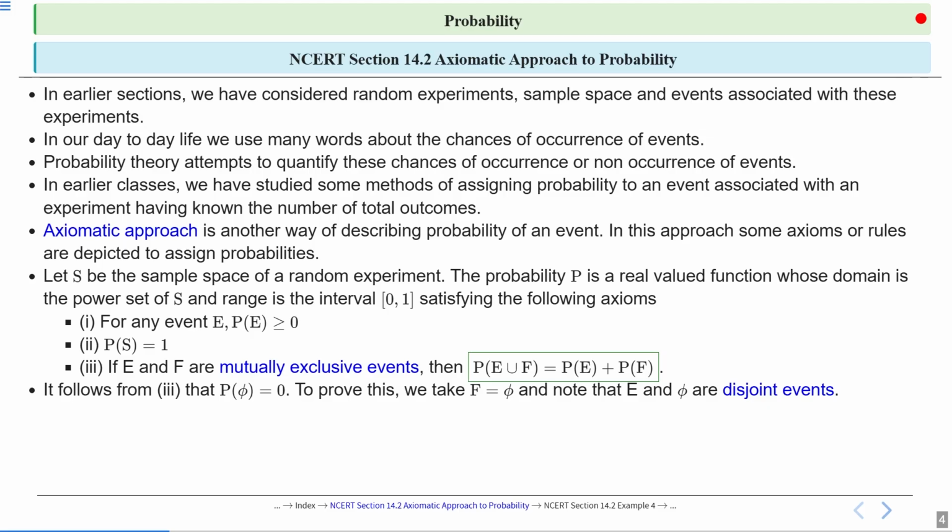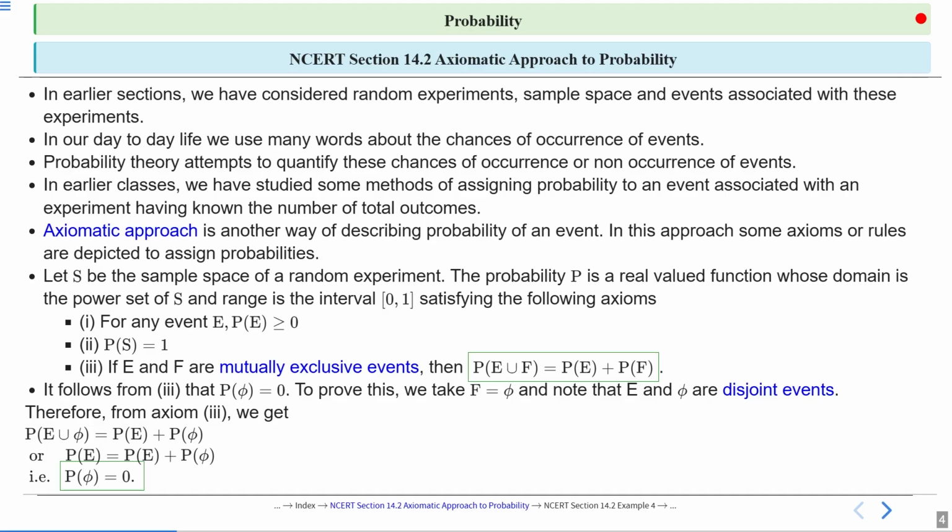How can you show E and phi are disjoint events? You can check the intersection. E intersection phi must be phi. So E and phi, these two events are disjoint events. And therefore from axiom 3, we have seen that if E and F are mutually exclusive events, then P of E union F equals P of E plus P of F.